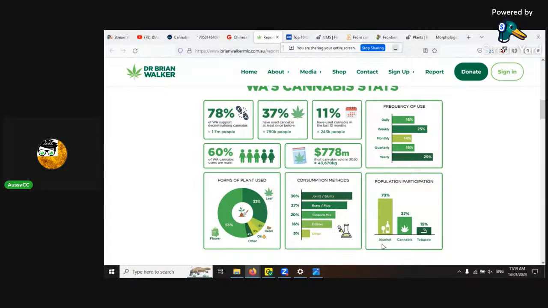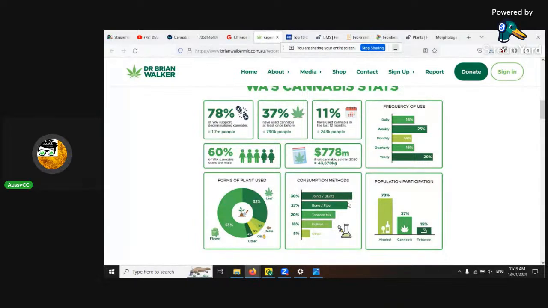Population participation. Still, alcohol is twice as much as cannabis in that state, as polled on here. And tobacco is 15%. Geez, tobacco's pretty high. You know, tobacco, they charge, I think it's $1 a cigarette, something like that, Mum was saying, if you buy it by the carton.